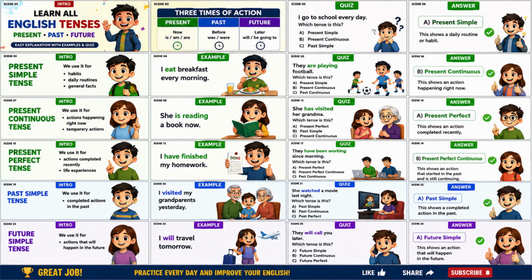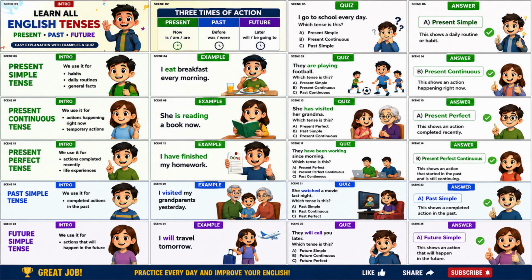Quick present tense quiz. Listen carefully. Question 1. I am eating. Is this A, present simple, or B, present continuous? Correct answer: B, present continuous. Question 2. She has finished her work. Which tense is this? Present perfect.